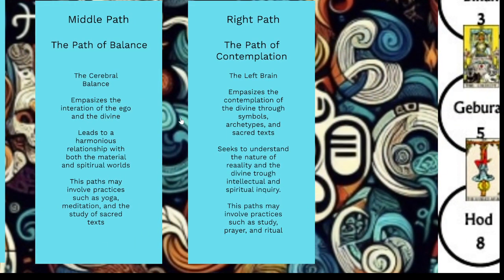So what we see related to the left hand path is the path of contemplation. It's related to the left brain, emphasizes the contemplation of the divine through symbols, archetypes, and sacred texts, seeks to understand the nature of reality and the divine through intellectual and spiritual inquiry. This path may involve practices such as study, prayer, and rituals.